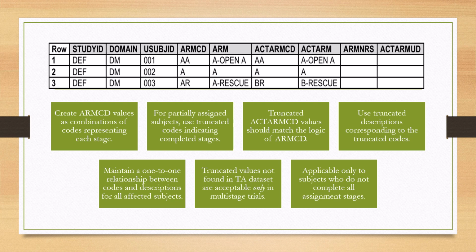The first row, subject 001, was randomized to drug A. At the end of the double-blind treatment epoch, they were assigned to open label A. Thus, their ARM code is AA: the first A is for the first drug, that was drug A, and the second A is for the open label A. They received the treatment to which they were assigned, so the actual ARM code is also AA. For the second subject, subject 002, that subject was randomized to drug A.